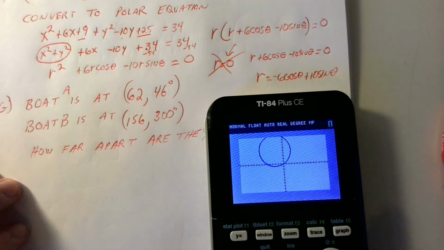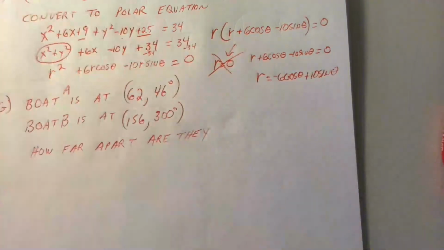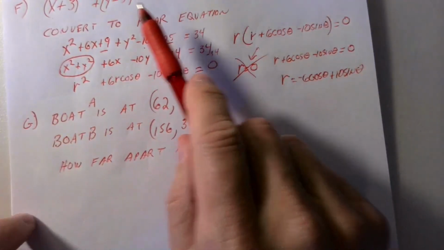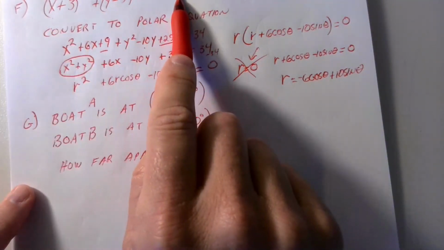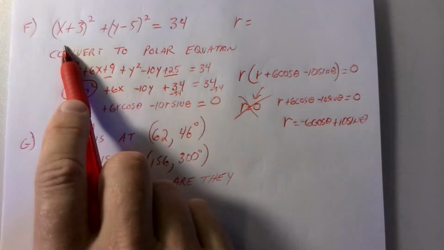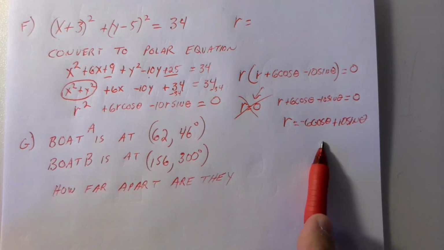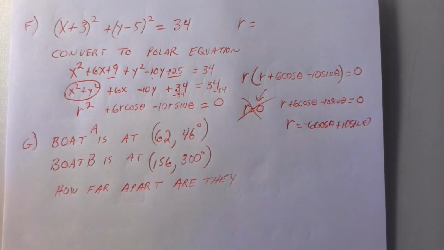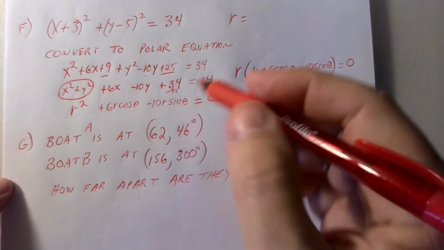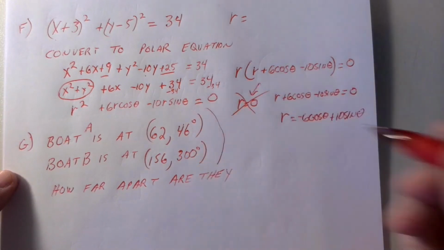So, cool. What we've just done now is convert rectangular equations into a polar equation. Okay. Last thing we're going to do is look at polar coordinates and try and do this.